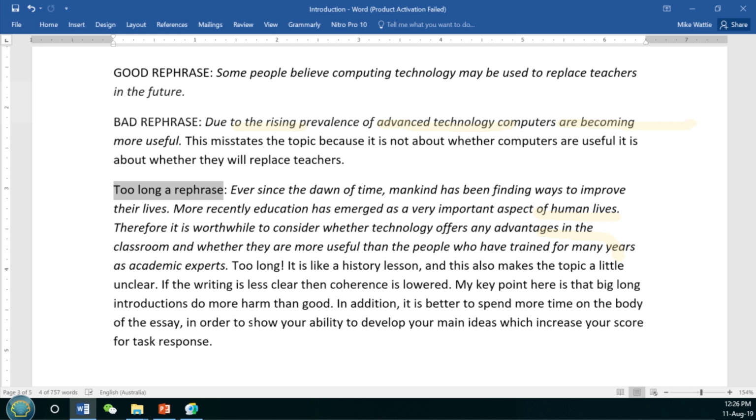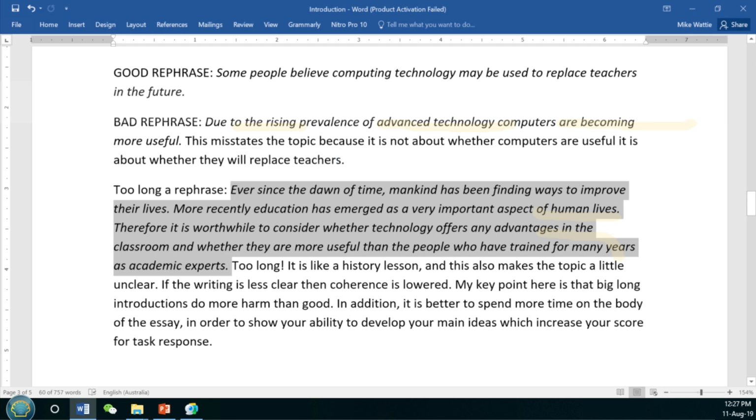Finally, even if you did have time to write a big, long, huge introduction, the time and words would be better spent on the body of the essay, where you're trying to develop your main ideas. So I prefer and favour a short introduction that just quickly and clearly tells the examiner that you understood the topic and the questions that have been asked. So let's have a look at an example of a big, huge, unnecessarily long introduction.